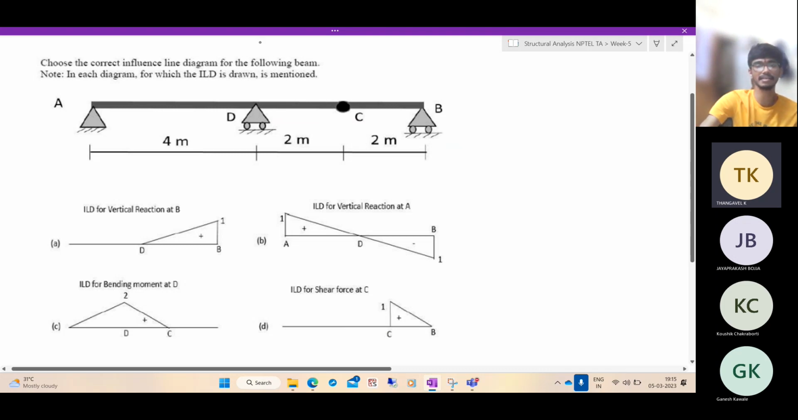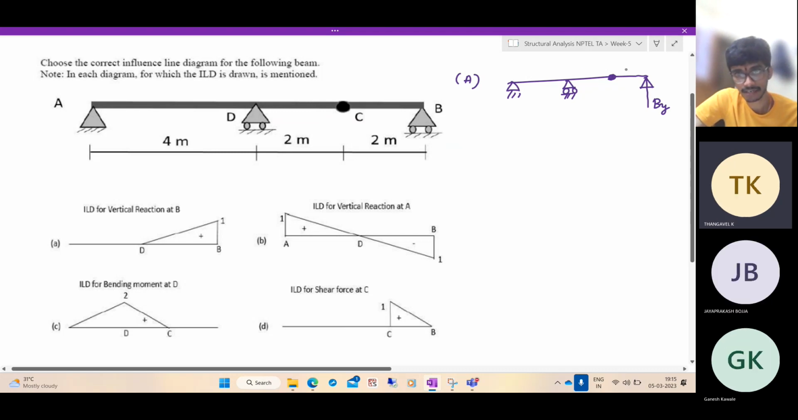So let us look at option A. Is it correct or wrong? So option A, ILD for the vertical reaction at B. Now what we should do? This is the beam. Let us use the MB principle because now we know it is very simple to analyze it that way. So at B, we have to find the reaction, which means you apply the reaction there. So remove the support and apply the reaction By. Now what will happen? This is an internal hinge, so it can accommodate relative rotation. So the deflected shape will be something like this.